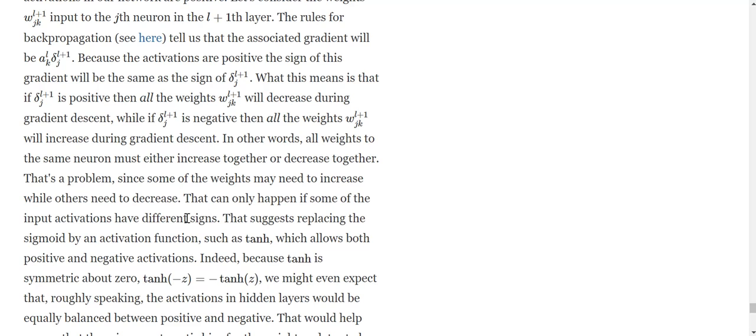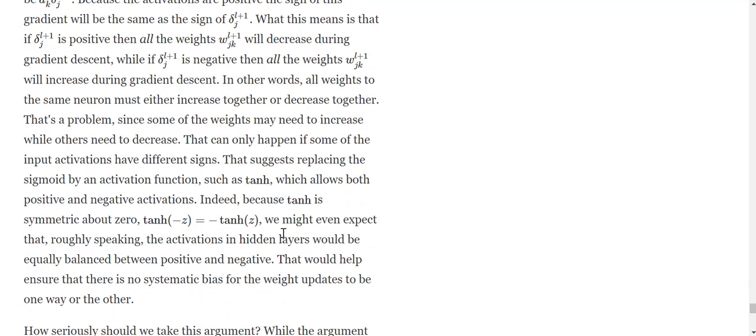That suggests replacing the sigmoid by an activation function such as tanh, which allows both positive and negative activations. Indeed, because tanh is symmetric about 0, we might even expect that, roughly speaking, the activations in the hidden layer would be equally balanced between positive and negative. That would help ensure that there is no systematic bias for the weight updates to be one way or the other. So that's a really good point. Maybe you don't really want all the weights to increase or decrease, and at that point, the sigmoid may be causing more of an issue than becoming a solution, right?